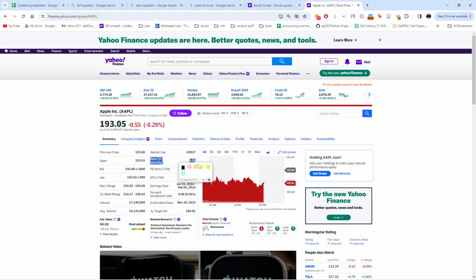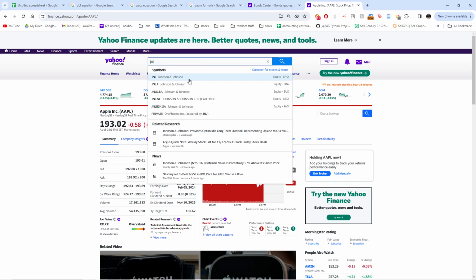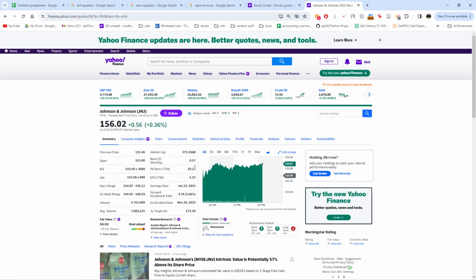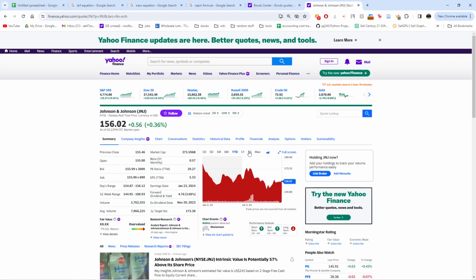A 1.31 like we have here with Apple, that would mean that if the market does good, this will do better. If the market does bad, this will do worse. It's going to move more than the market. If the beta is less than 1, it's going to move less than the market. So a good company to maybe illustrate this would be J&J. They have a beta down here of 0.57, so they will move very slowly compared to the market, and we can even see this looking at the 5 years. You see it moves very little in comparison to other companies.